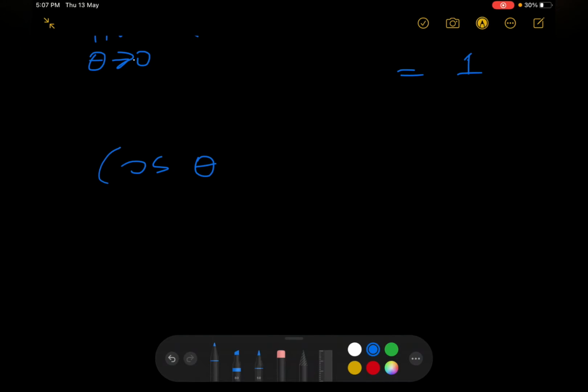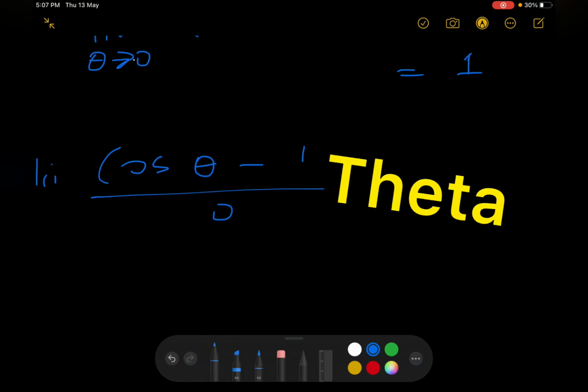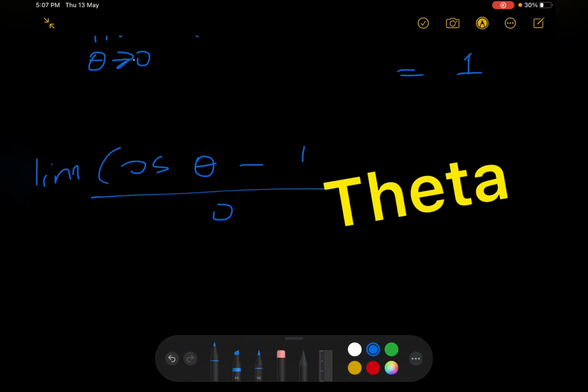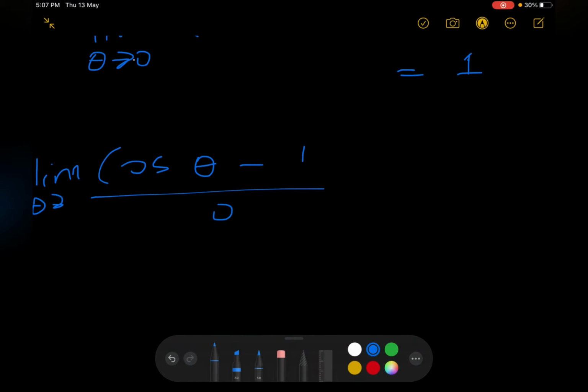Cos theta minus 1 over theta. And of course, you're finding the limit of this function as theta approaches 0. If we do a direct substitution, we would have 1 minus 1 over 0. And that is because cos 0 would be 1. So that's the reason for the 1 there. So this would be indeterminate because this would lead to 0 over 0, which is indeterminate.